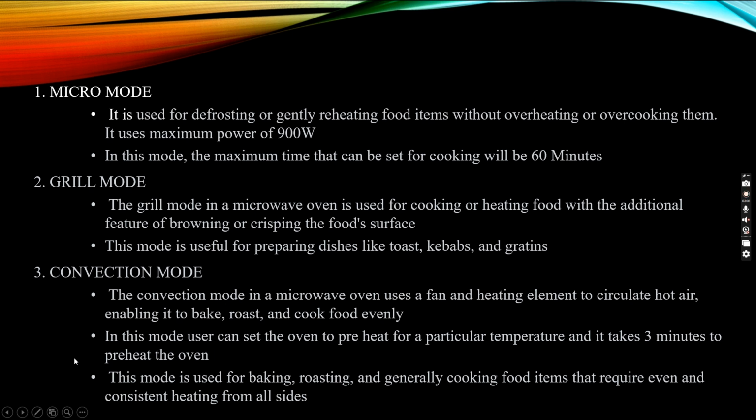Next, we'll see what is convection mode. The convection mode in a microwave oven uses a fan and heating element to circulate hot air, enabling it to bake, roast, and cook food evenly. In this mode, the user can set the oven to preheat to a particular temperature and it takes 3 minutes to preheat the oven. This mode is used for baking, roasting, and generally cooking food items that require even, consistent heating.